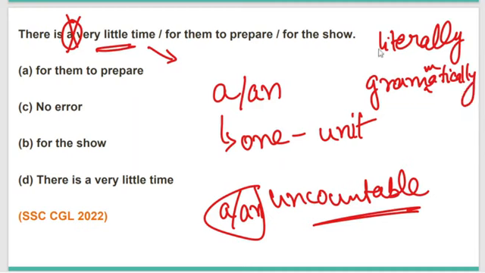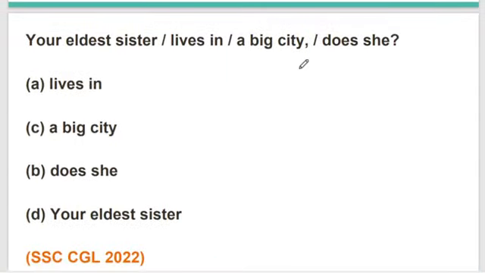Unless and until you are making your sentence correct from both these aspects, your sentence cannot be declared as a correct one. So the correct sentence for this question is, there is very little time for them to prepare for the show. So we have to choose option D, where the letter A is written, and we have to omit the letter A. I hope the question is clear to all of you. Moving to the next question.